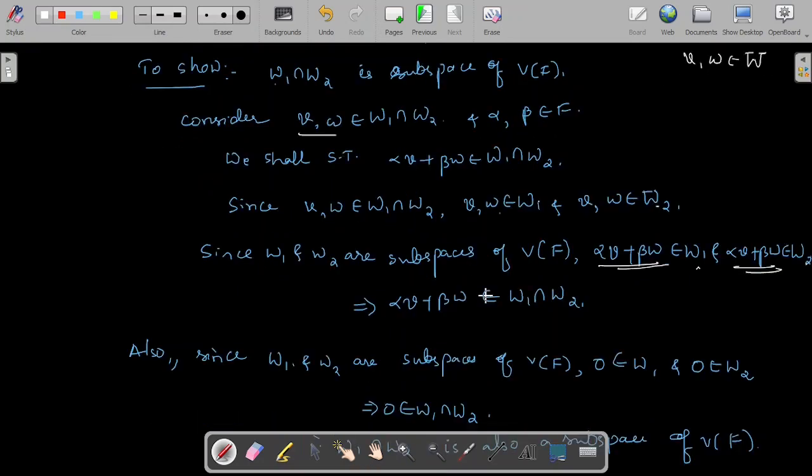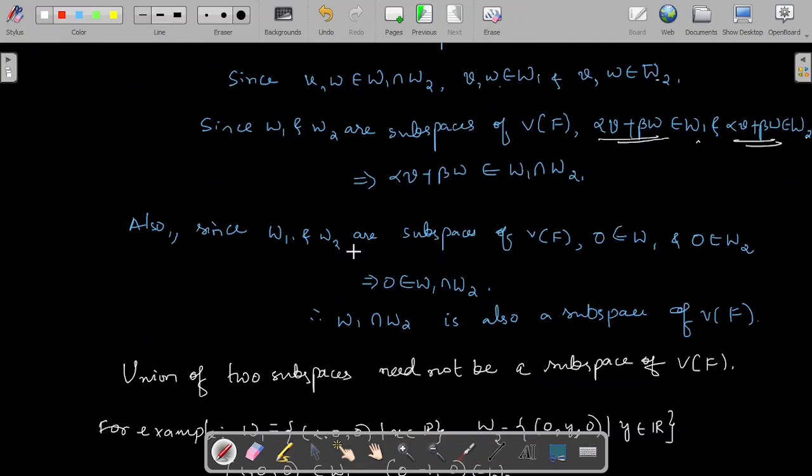Similarly, you can prove here that 0 is also in W1 intersection W2, because any subspace should contain the 0 vector. Here W1 and W2 are subspaces. Therefore, 0 should belong to W1 and 0 should belong to W2 also, because they are subspaces. If 0 is in both W1 and W2, it should be in the intersection. Hence, we got all these three conditions: 0 belongs to W1 intersection W2, it is closed with respect to addition, and closed with respect to scalar multiplication. Hence, W1 intersection W2 is also a subspace of V(F).